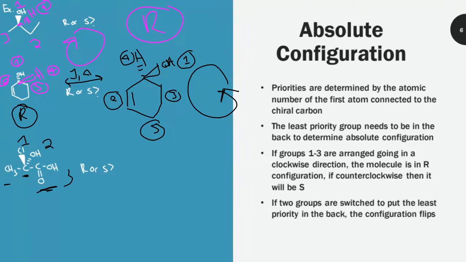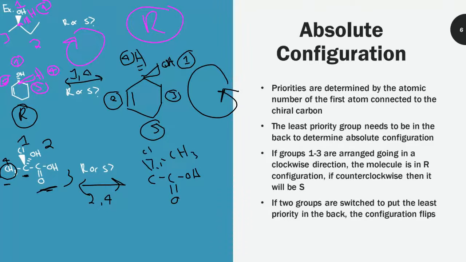So this will be 3, 4. Okay, so this is my lowest priority group. It's not in the back, it's in the plane, so I need to switch with whatever's in the back. Yes, so 2 is in the back right now, so I'm going to switch 2 and 4. Okay, so 1, 2, 3, 4. So now the 4 is in the back.